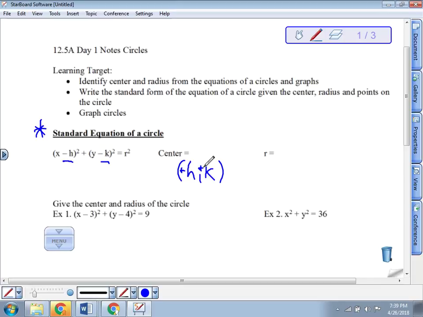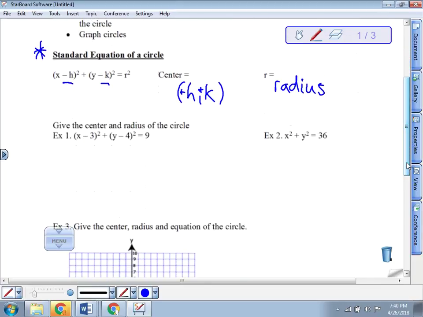And then the r is the radius, which is again the distance from the center to a point on the circle, which we'll talk about in a second. So let's take a look at how simple this can be once you get the equation. All right, give the center and radius of the circle.